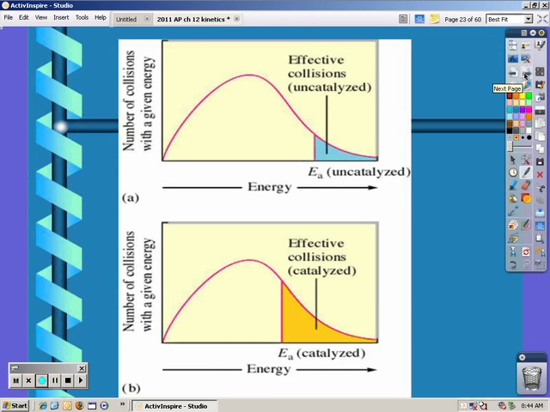Here you can see the effective collisions for uncatalyzed and catalyzed reactions. You have more effective collisions for a catalyzed reaction because you have a lower activation energy. So more molecules have that required energy, so more reactions occur.